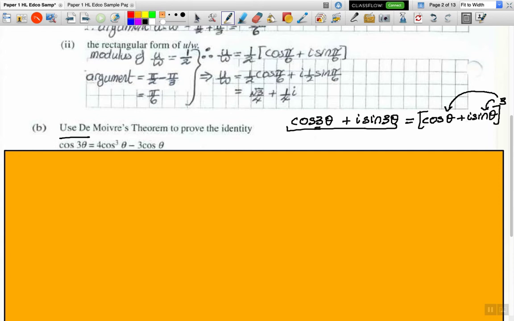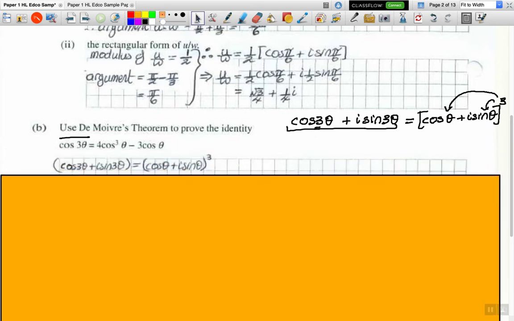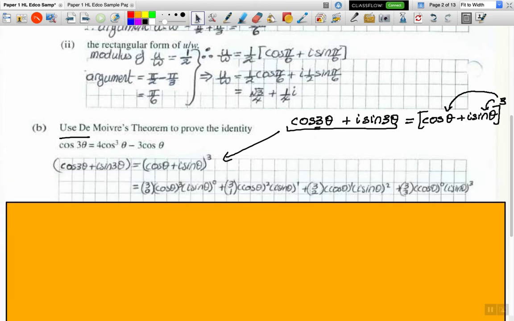So that's how we proceed with this particular problem. Reiterating what I just did up there, you end up with this thing. And then what we're going to do is expand the cos theta plus i sine 3 theta. Basically, we can just multiply it out, or we can use the binomial theorem. So it really is up to you.